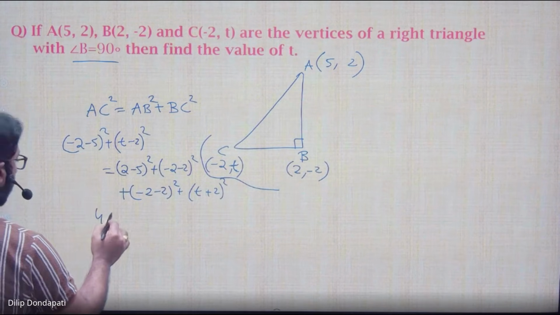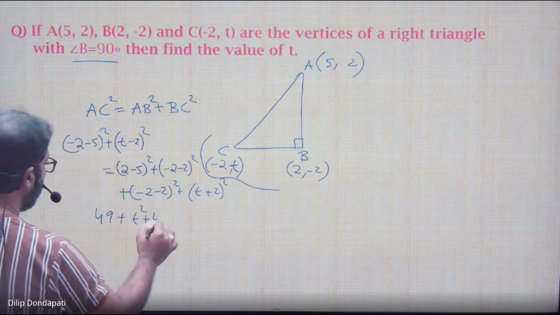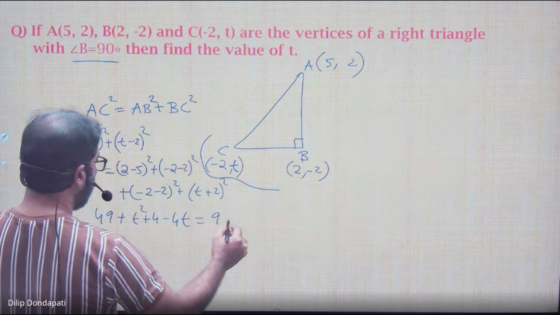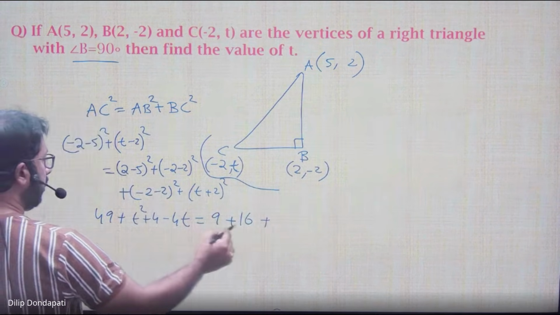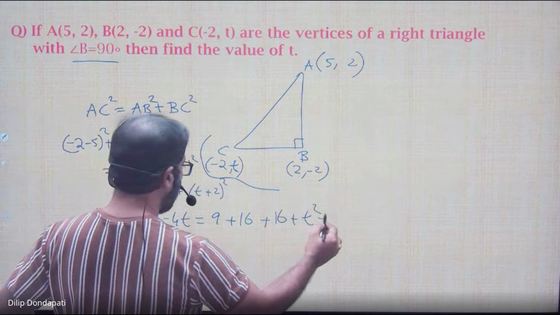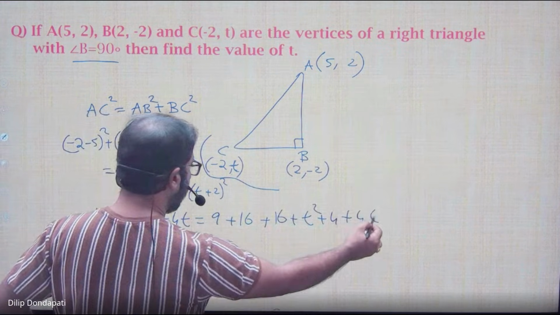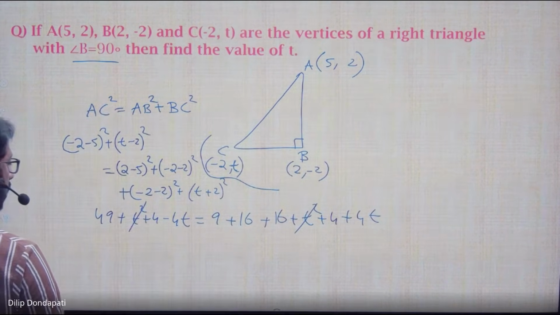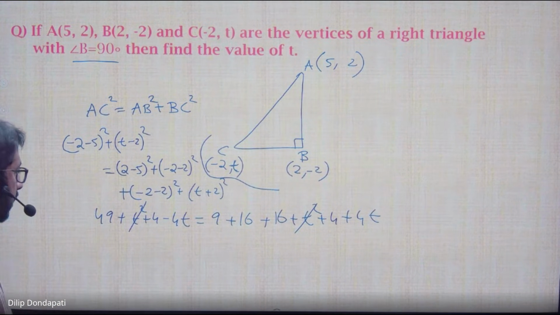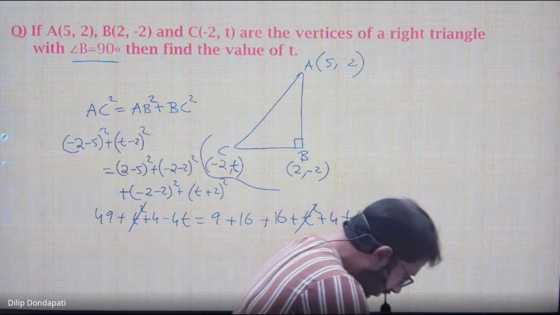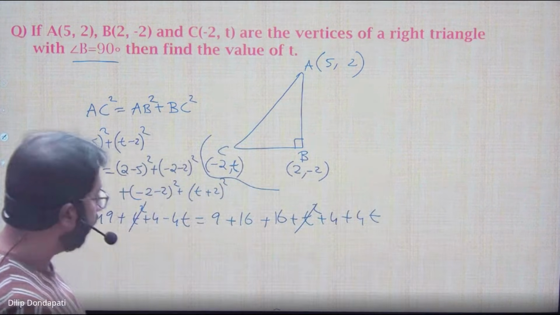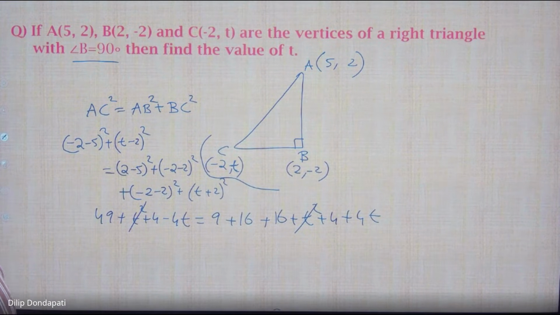I'm finding. So 49 plus a square plus b square minus 40 is equal to (-3) whole square is 9 plus 16 plus 16 plus a square plus b square plus 40. So t square cancels. Now bring all one side and you will not get a quadratic equation, it will directly cancel. You have all made a mistake. Identify something.